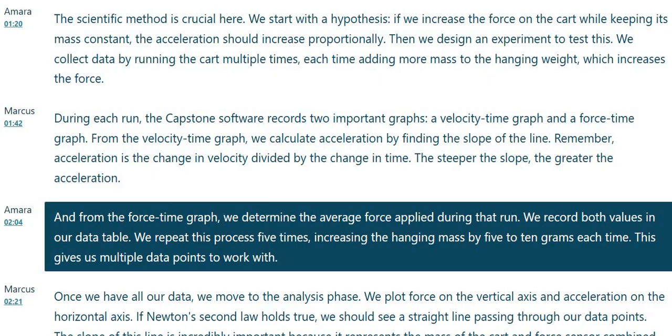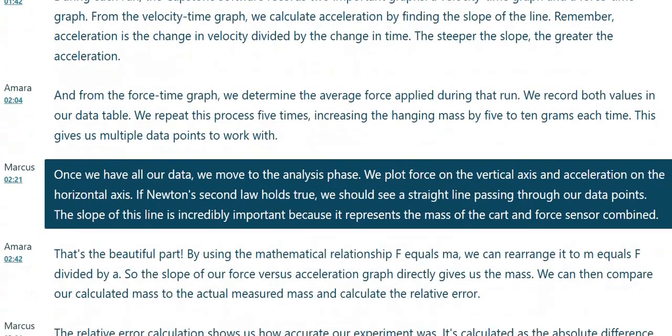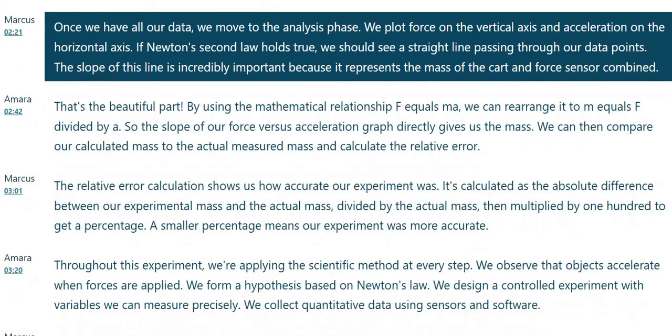We repeat this process 5 times, increasing the hanging mass by 5 to 10 grams each time. This gives us multiple data points to work with. Once we have all our data, we move to the analysis phase. We plot force on the vertical axis and acceleration on the horizontal axis. If Newton's second law holds true, we should see a straight line passing through our data points. The slope of this line is incredibly important because it represents the mass of the cart and force sensor combined.